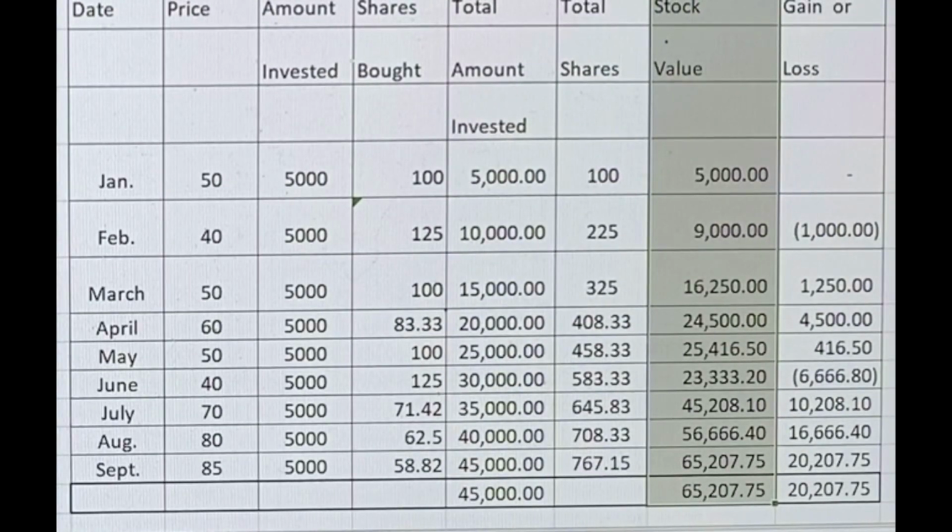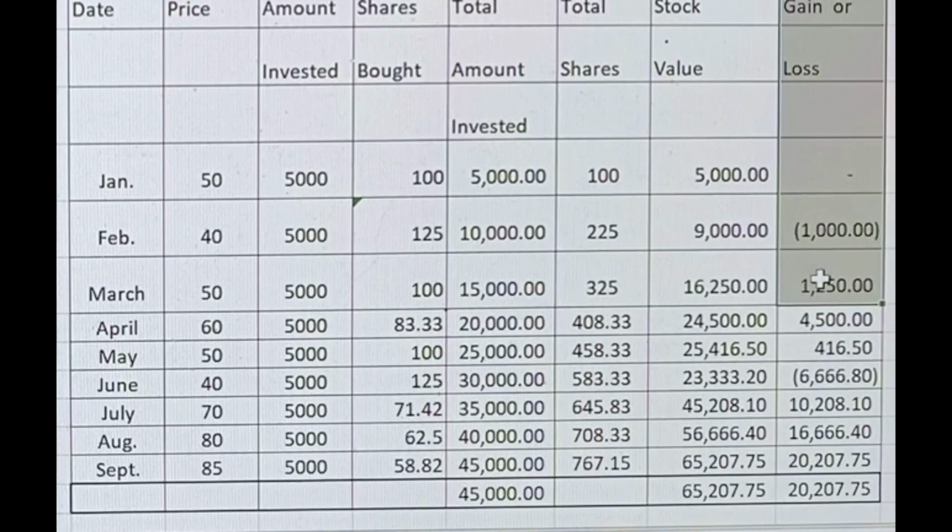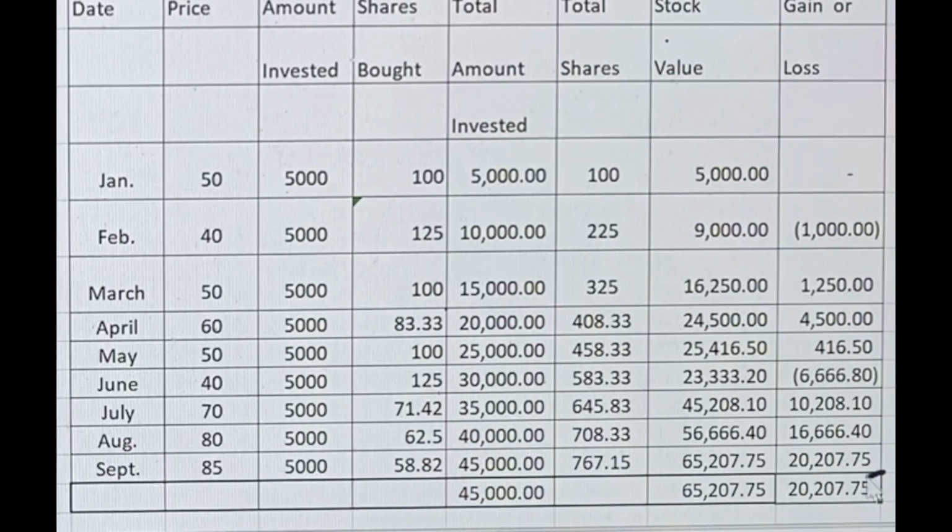The last column shows our profit and loss. It shows here that at the end of 10 months, if we sold our shares, we have gained a profit of 20,207.75 despite price fluctuations. Dito, pinapakita niya na kumita tayo ng 20,207.75 kahit volatile ang market sa pamamagitan ng paggamit ng strategy peso cost averaging.